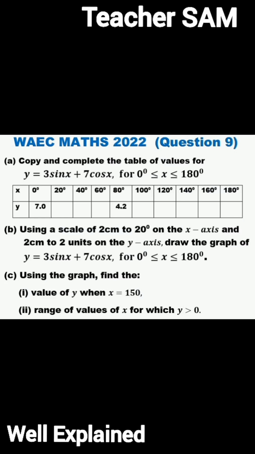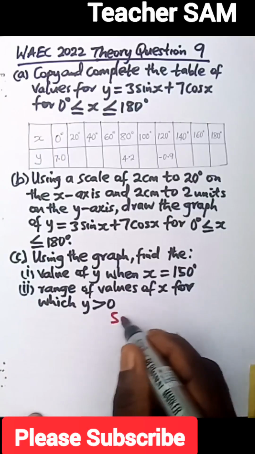C. Using the graph, find the (i) value of y when x equals 150 degrees, (ii) range of values of x for which y is greater than 0. Solution.